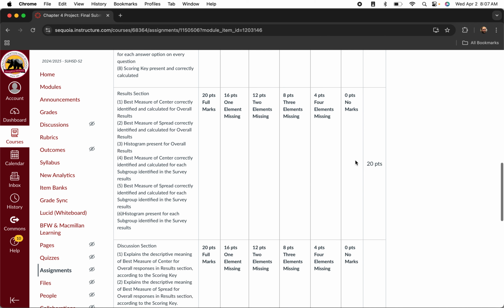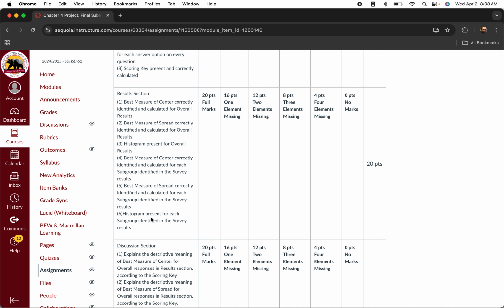Calculating your results is worth the next 20 points. So again, you need to state your best measure of center. Again, mean or median usually. You also need to say what number it is for all of your results overall. You also need your best measure of spread, usually standard deviation or IQR for all of your results. And you need your histogram for all of your results. And then you also need to repeat that process for each and every subgroup that you identify.